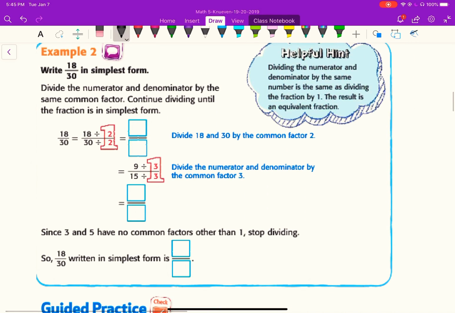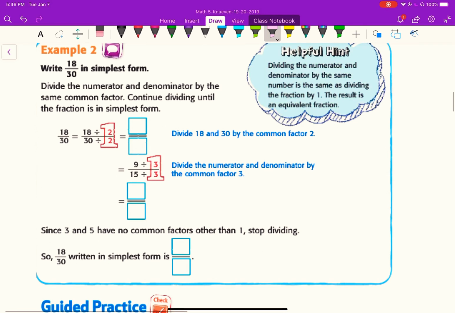All right, let's do a second example here. 18/30ths, write it in simplest form. So my first look at it is what common factors do 18 and 30 share? Well, I see they are both even. So I'm going to factor out a 2. And again, we're really factoring a 2 out of both the numerator and the denominator. Whatever you do to the top, you do to the bottom. 18 divided by 2 is 9. 30 divided by 2 is 15. So I'm left with 9/15ths.